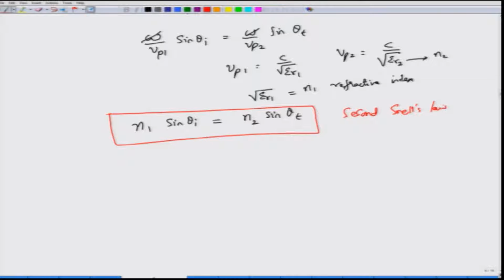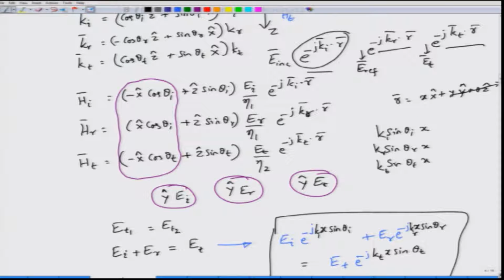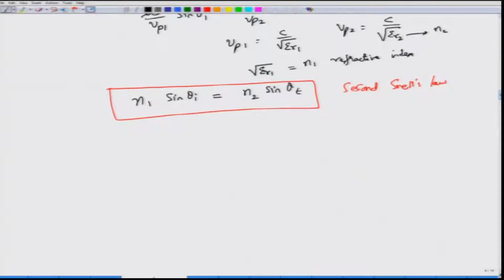The second boundary condition is in terms of H fields, right. So, what was the boundary condition? You had to find out what are the tangential components of the H, which were minus x hat cos theta I, x hat cos theta I minus x hat cos theta t. So, I need to hopefully remember this correctly. So, I will go back and write this.